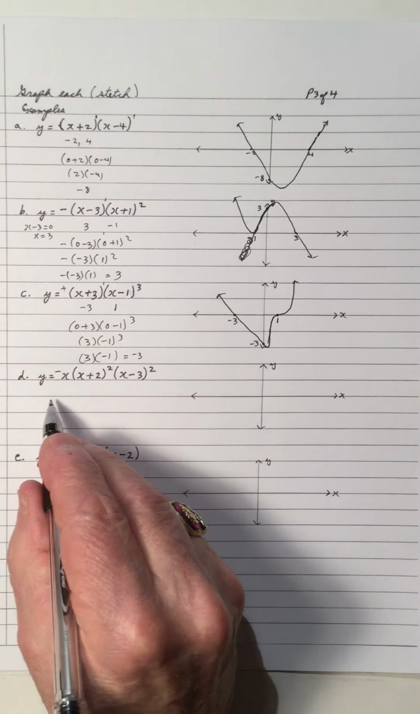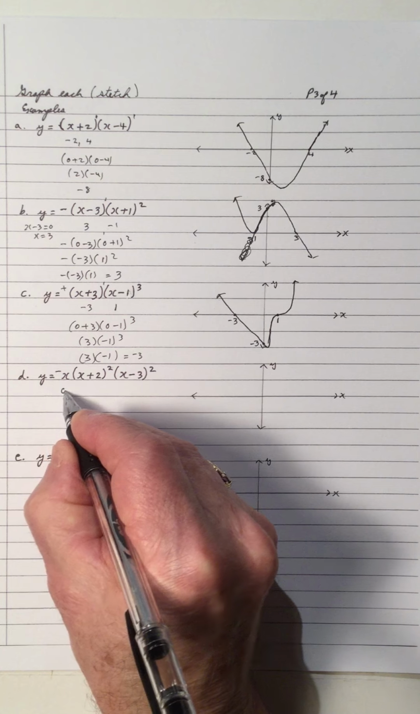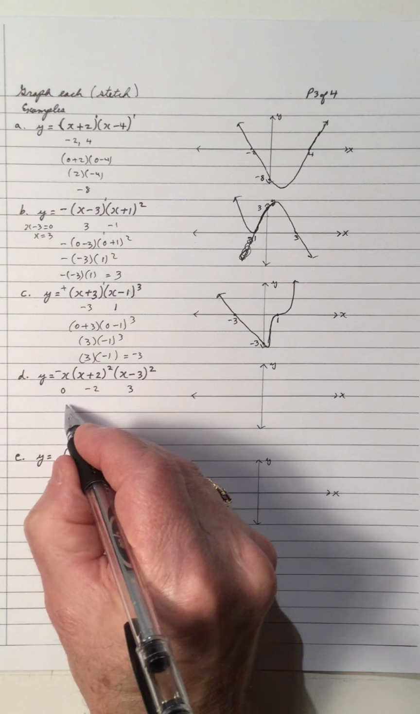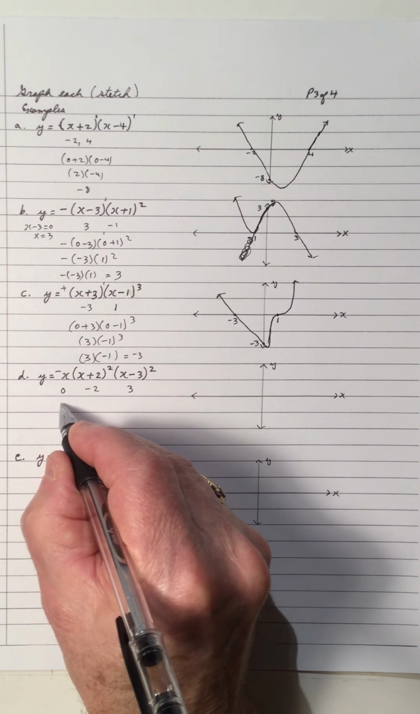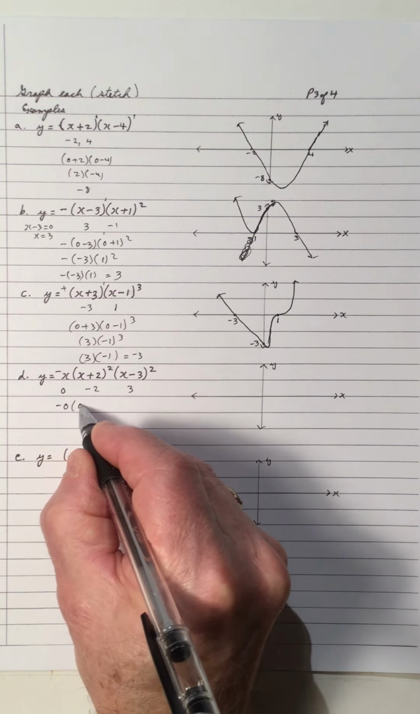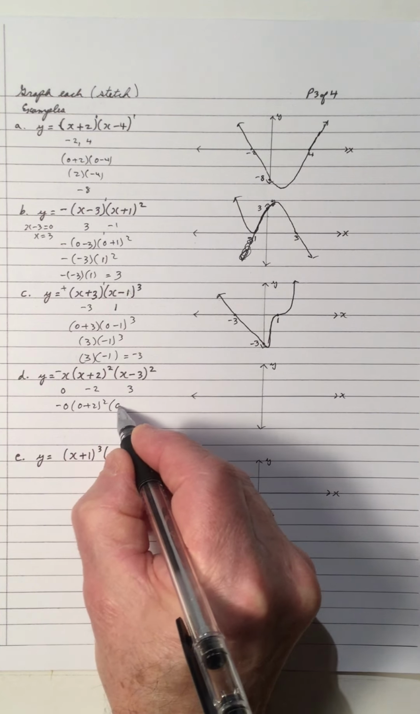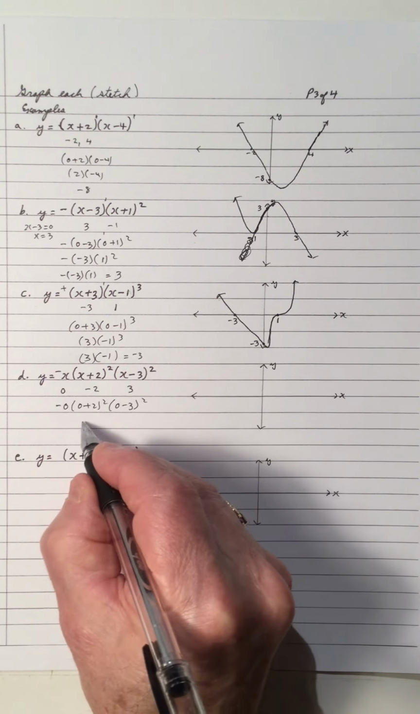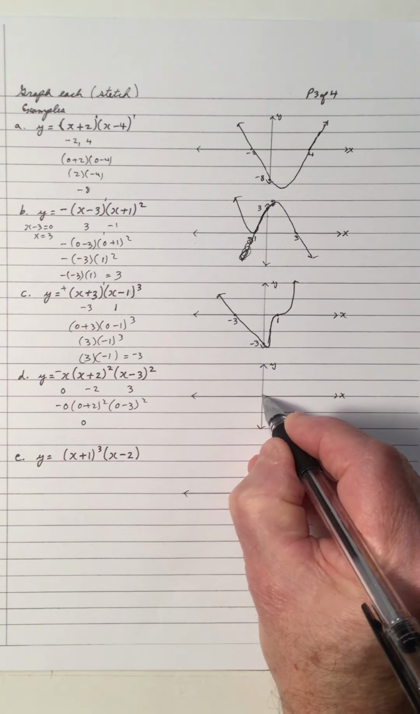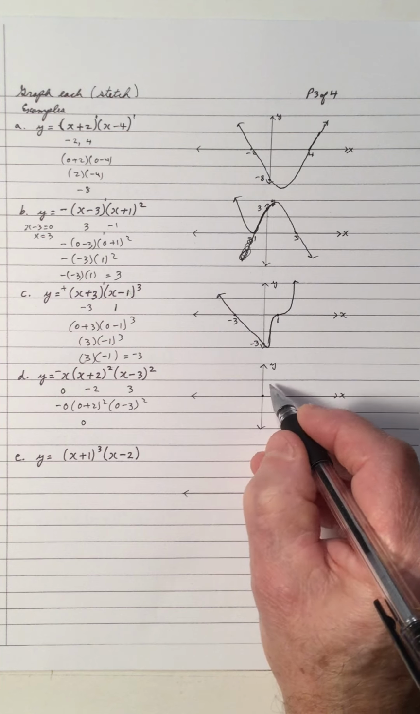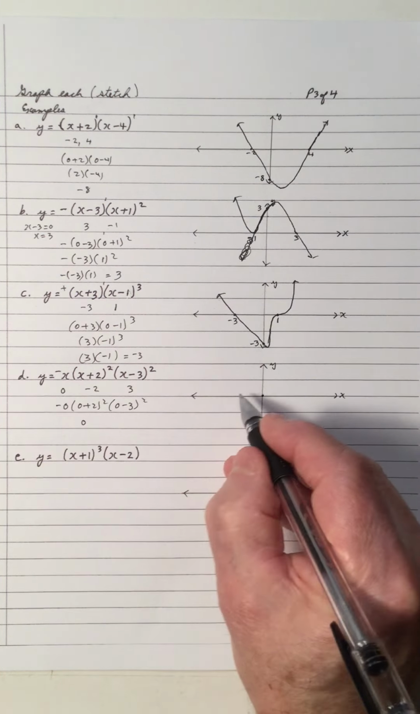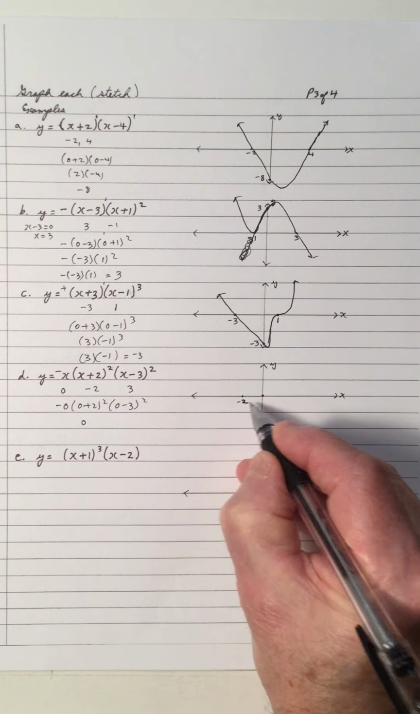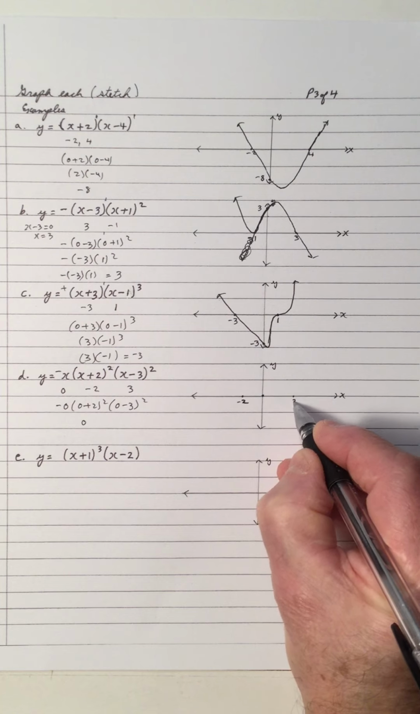Okay, D. Again, we have x-intercepts of 0, -2, and 3. And now we're going to let x equal 0. So we have a 0 there, 0 there, and a 0 there. I don't have to work any of these out because this is a 0 times this, so that's a 0. So the y-intercept is the same as the x-intercept of 0. So we have zeros. We have a -2, make sure that's a -2, and this is a 3.